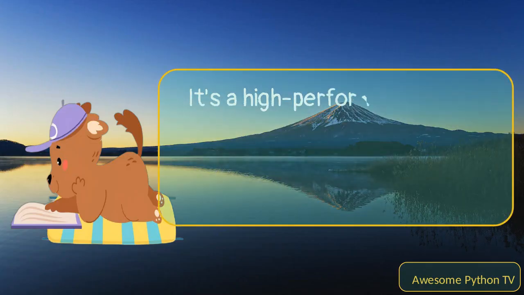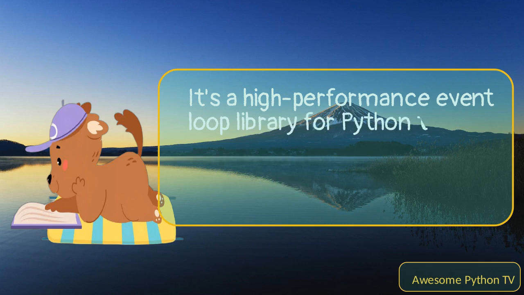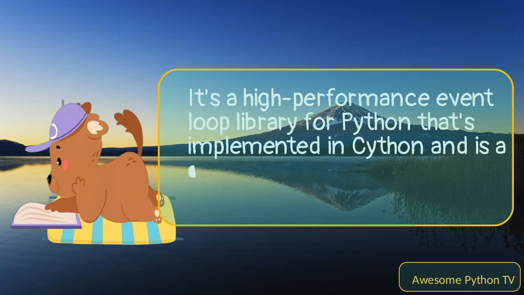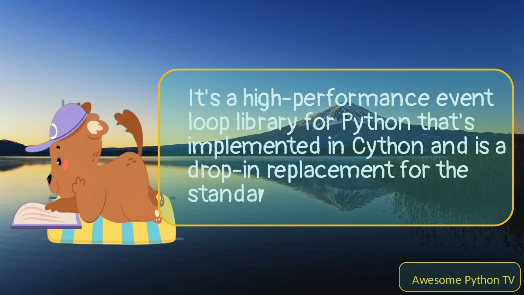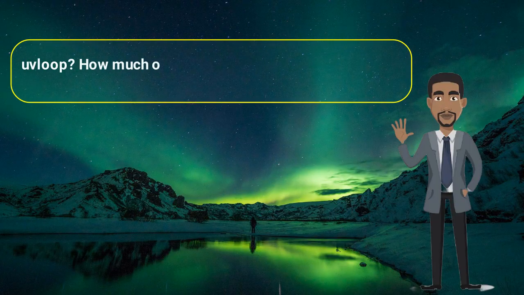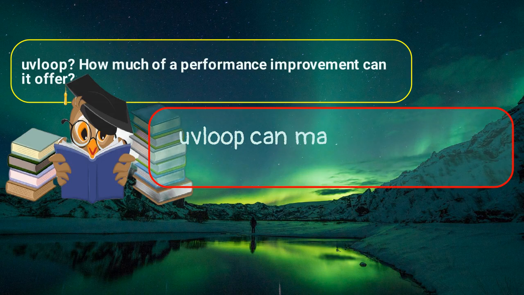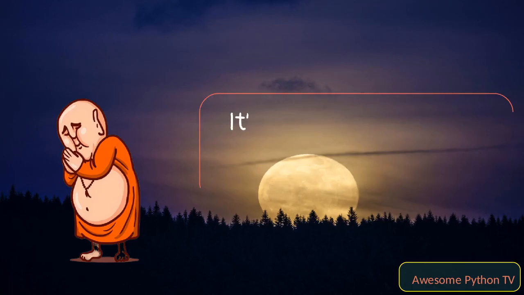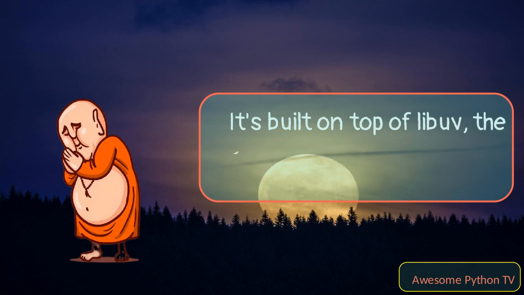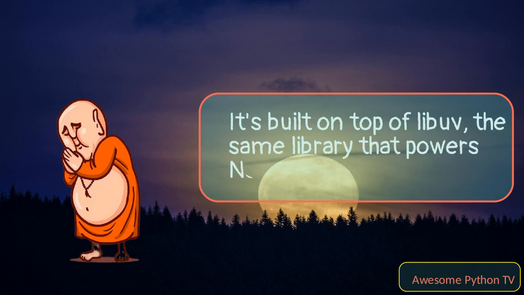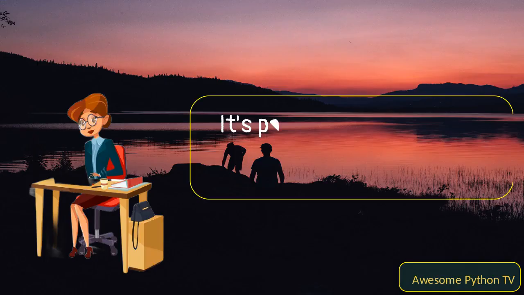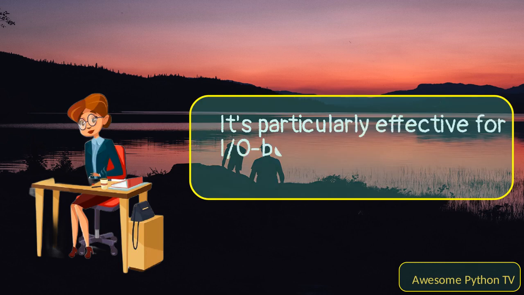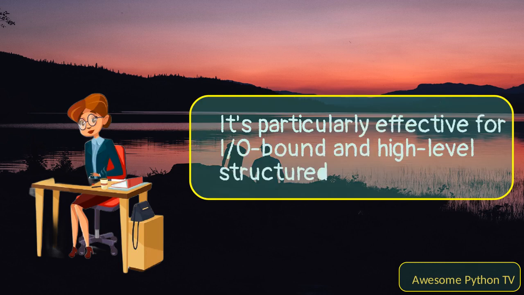It's a high-performance event loop library for Python that's implemented in Cython and is a drop-in replacement for the standard asyncio loop. Uvloop? How much of a performance improvement can it offer? Uvloop can make asyncio 2 to 4 times faster. It's built on top of libuv, the same library that powers Node.js. It's particularly effective for I/O bound and high-level structured network code.